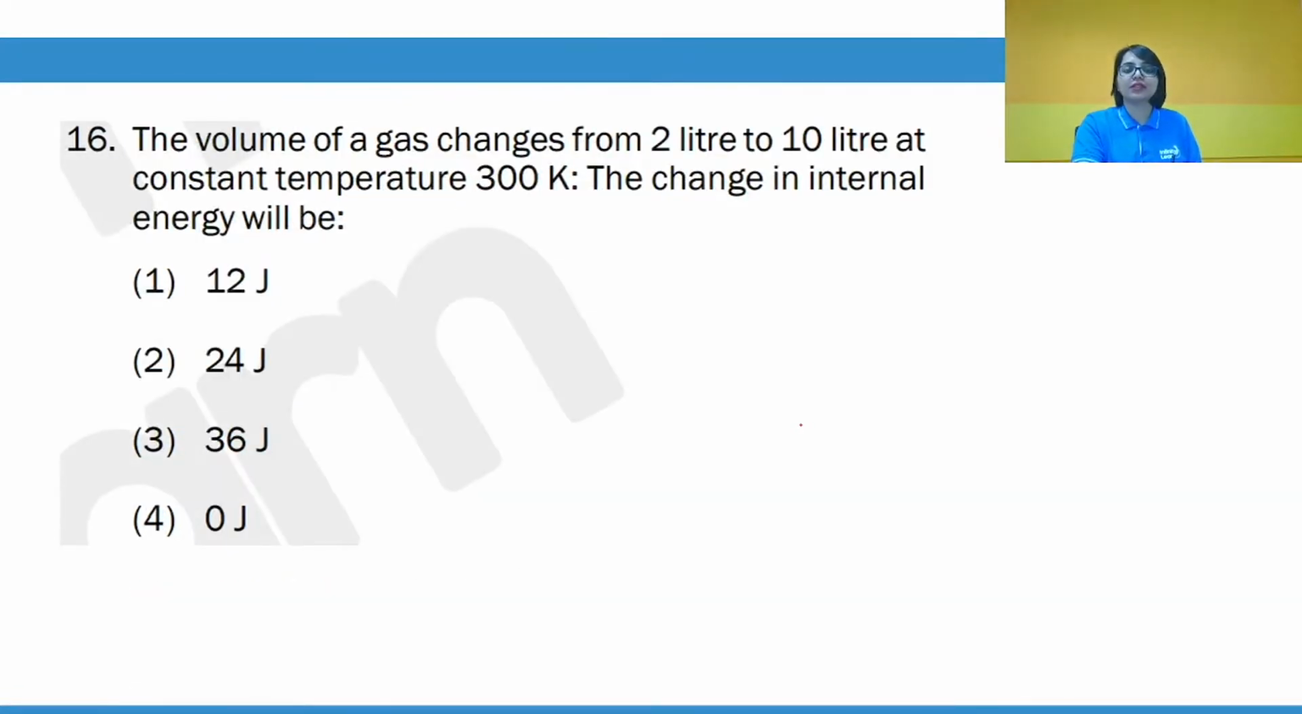The volume of a gas changes from 2 liter to 10 liter at a constant temperature. The change in internal energy will be. Change in internal energy is directly proportional to change in temperature. There is no change in temperature, so it will be 0. The correct answer is 4.